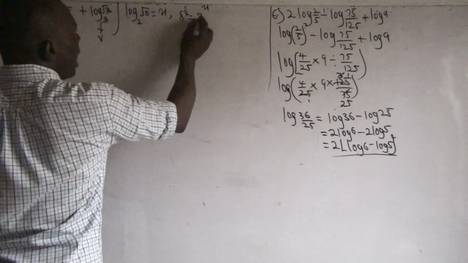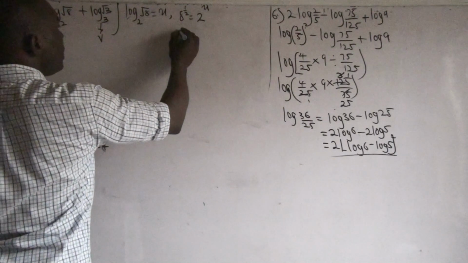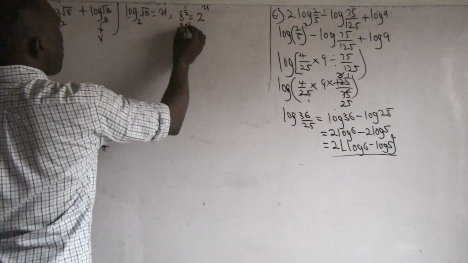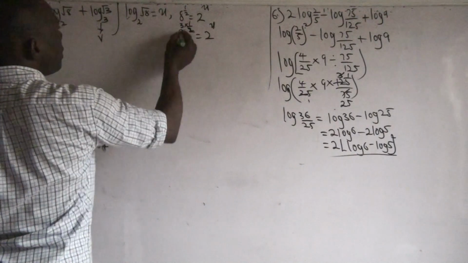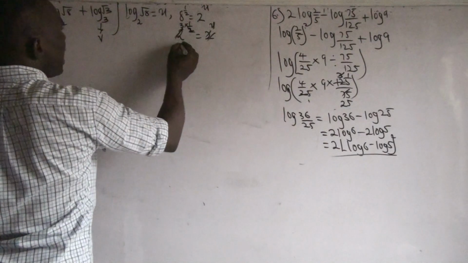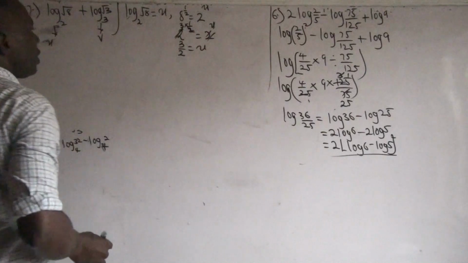Then, how many times will we multiply 2 by itself to give us 8? It is 3. So this will be 2 raised to power 3 times the power half we have there before, equal to 2 raised to power U. Here U goes with U, 2 goes with 2, and with the power, U is equal to 3 over 2.